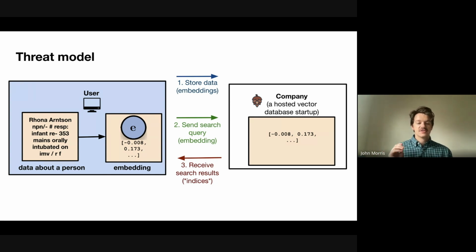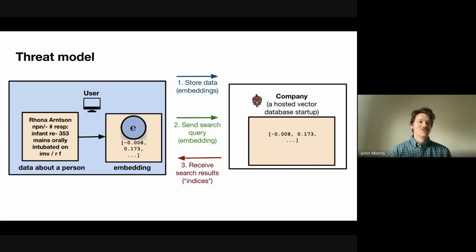And then at search time, you send a new embedding, where you're trying to find the indices of the closest embeddings out of the ones you've already sent. And then the company will send you back the corresponding closest embeddings. But the key point here is that they never actually see the data. They only see embeddings. And so whatever the software is, our question is: what can this company learn about you from just your embeddings?